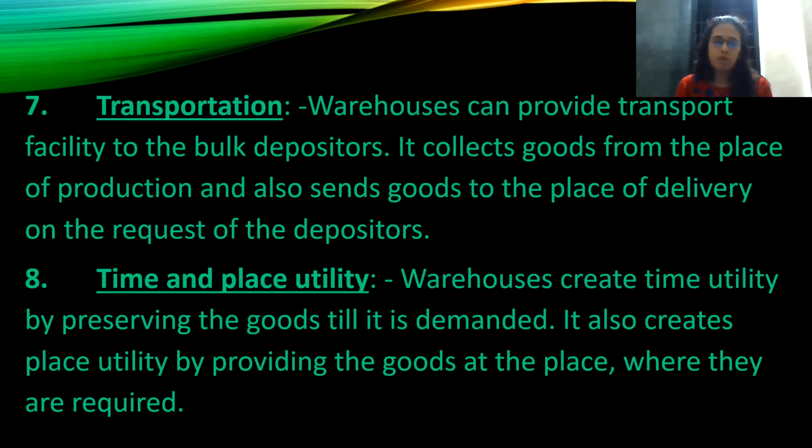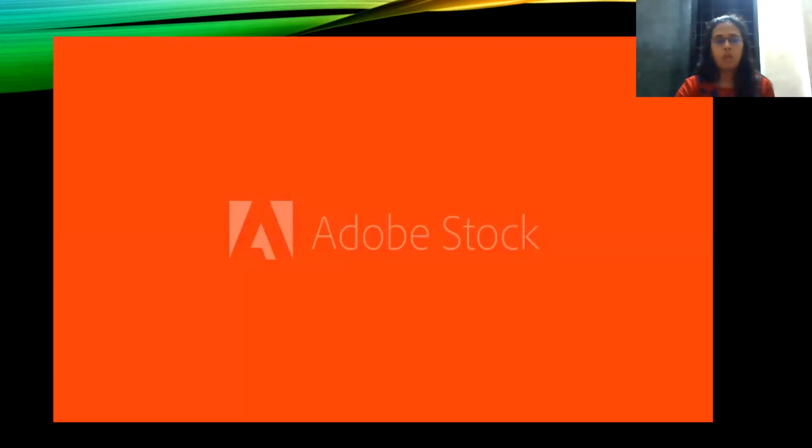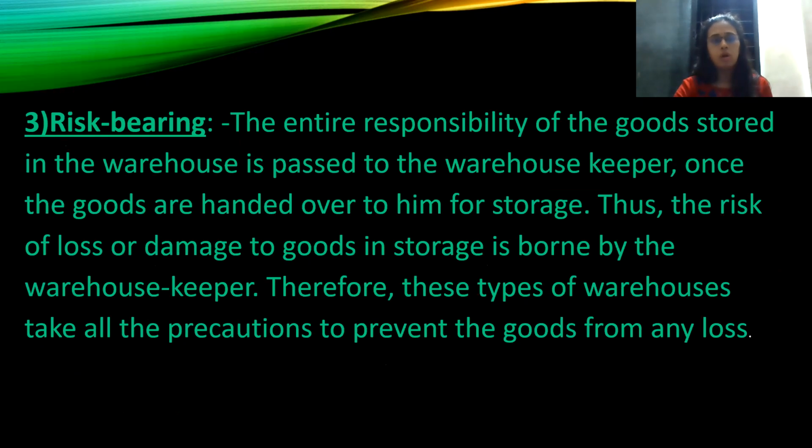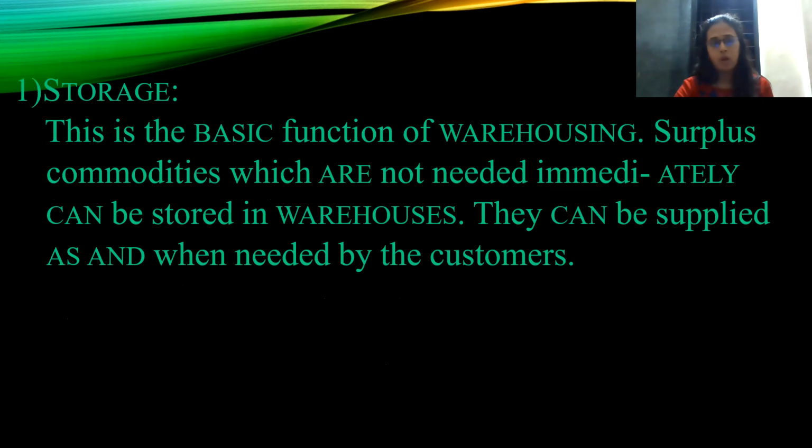Time and place utility: we can say that it creates time utility. How? Because goods are available as and when required. And it creates place utility because the goods are available wherever we need. For example, we need apples, they are transported from Kashmir to all over India. So this is one type of place utility also. So we have finished the functions of warehousing.